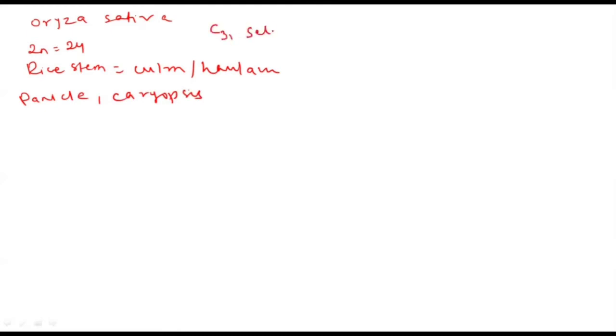Many other things: rice is a C3 plant. It is self-pollinated. Again, it is a short day plant. It is monoecious. If you talk about the origin, the Indo-Burma region is the origin for rice. In our country, rice originated around 2200 BC.